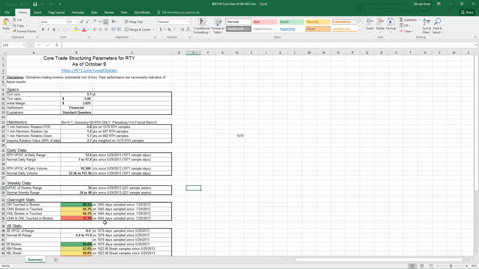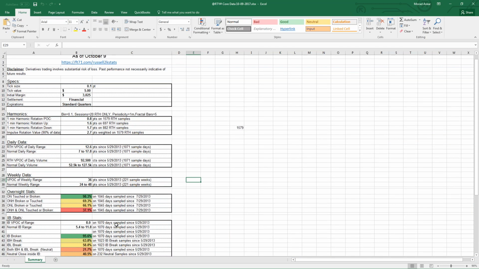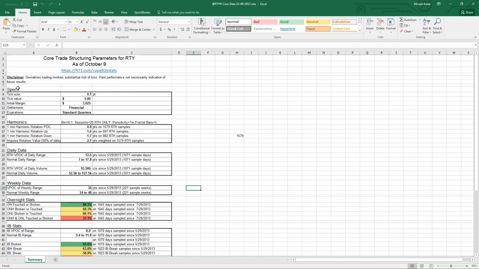So this is my standard summary for a product. And I have this for each product that I'm considering to trade. Okay. So we start out with the gross, the specifications. What is the tick size? It's 0.1 of a point. One tick is 0.1 of a point.